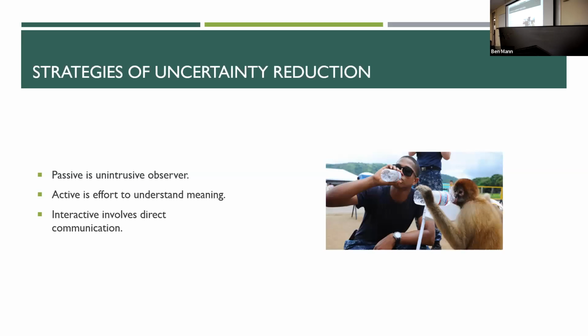When reducing uncertainty, you can be a passive person who's just unobtrusive, kind of paying attention to the other conversations happening in the class. We could be active, right? Trying to understand meaning. Perhaps we're looking up and researching information about the person that we want to learn more about. And then interactive is directly communicating, talking to the person as a way of getting to know them better, right? As humans, we think about observational learning as a way that we can get to know each other and understand each other better.